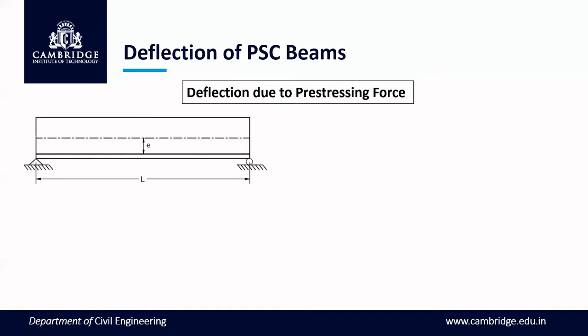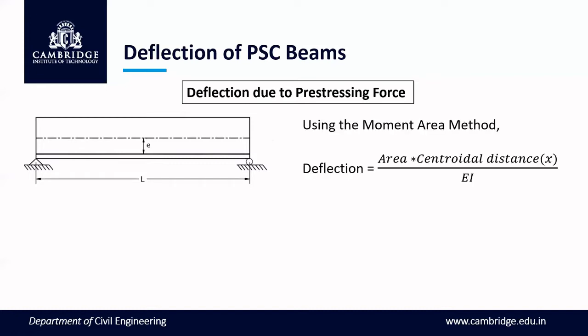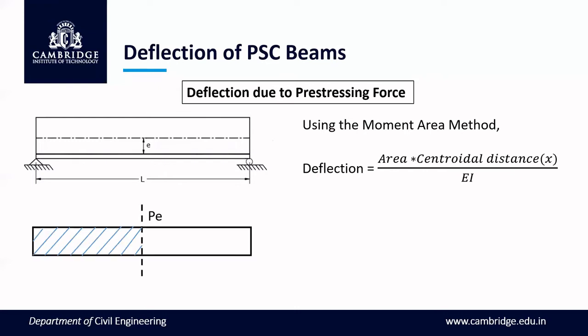Now, if we have a pre-stressed beam with a concentric tendon having an eccentricity e and with the length of the beam being L, using the moment area method, which we all studied in our analysis of determinate structures, we know that the deflection is equal to area into the centroidal distance divided by EI. This area is of the bending moment diagram, and hence we need to draw the bending moment diagram, which would look like this. The maximum bending moment is equal to P into e.